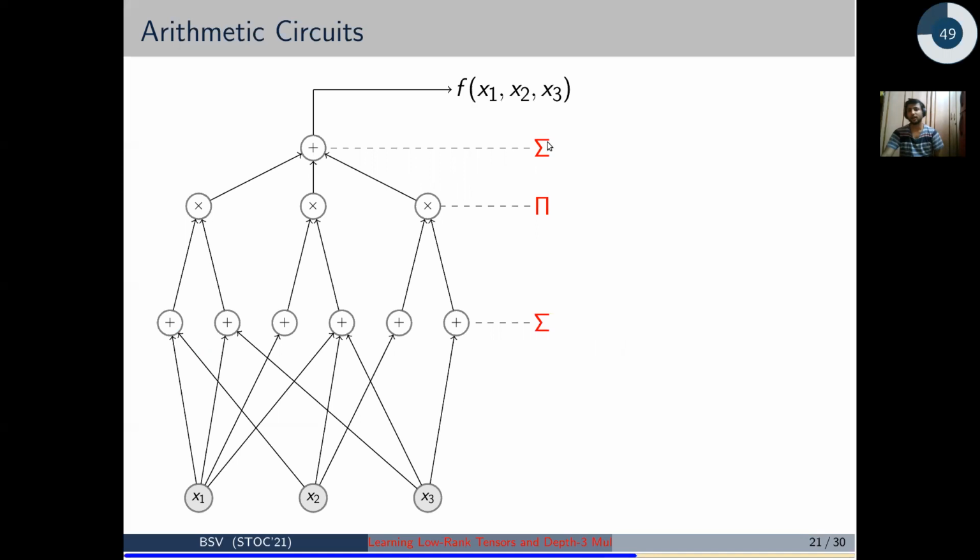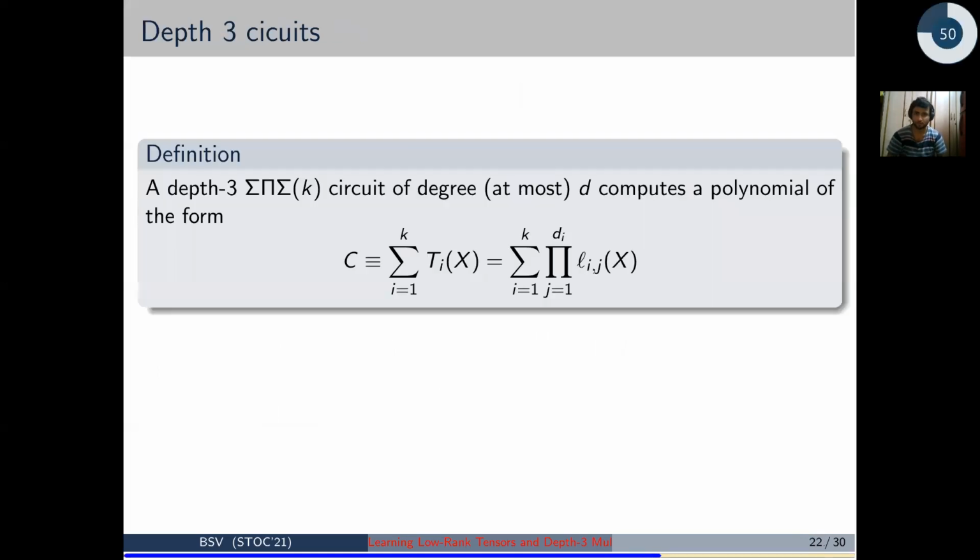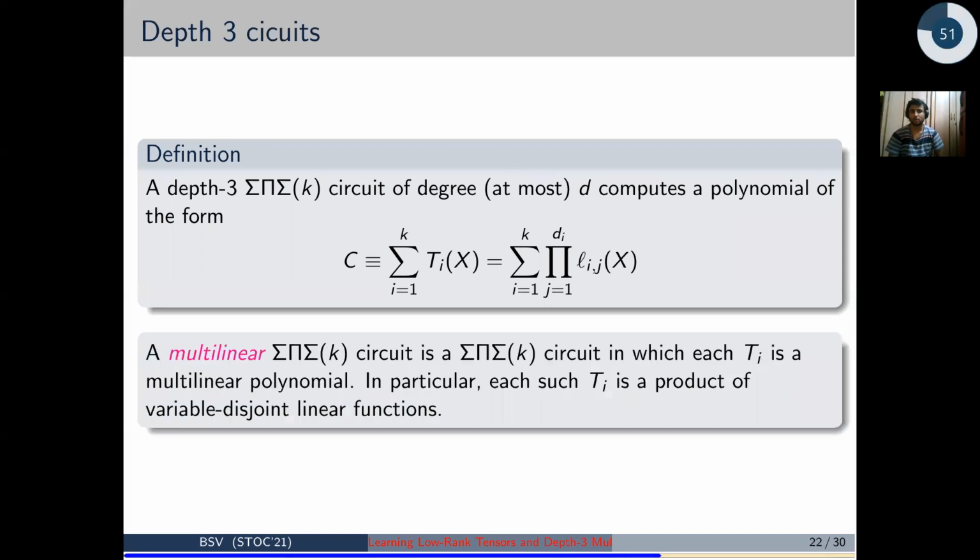And also you can layer your addition and multiplication gates. So for instance, this you can refer to as sum of products of some circuits. Here you will have linear forms, you'll have product of linear forms, and here you will compute sum of products of linear forms, which a better way to write in a succinct way is like this. So this is what we call depth 3 sigma pi sigma k circuits, where k represents top fan-in. So these are your depth 3 circuits. Now you can start putting restrictions on that. You can talk about multilinear depth 3 circuits.